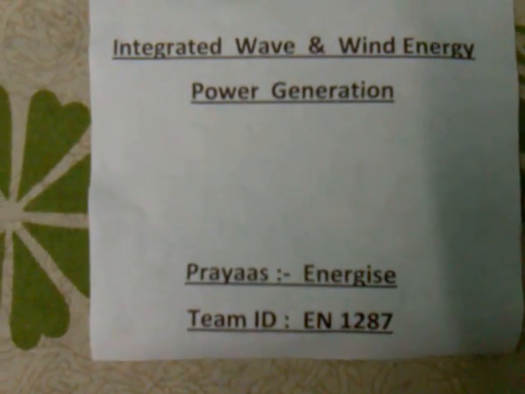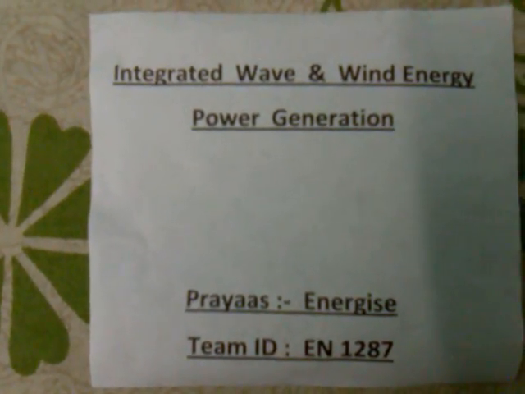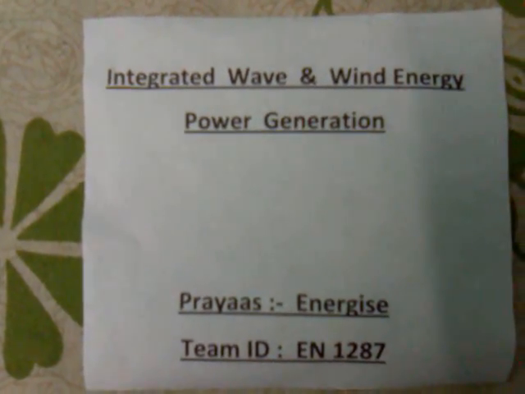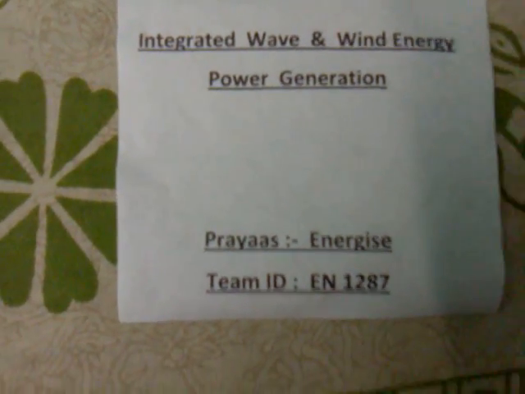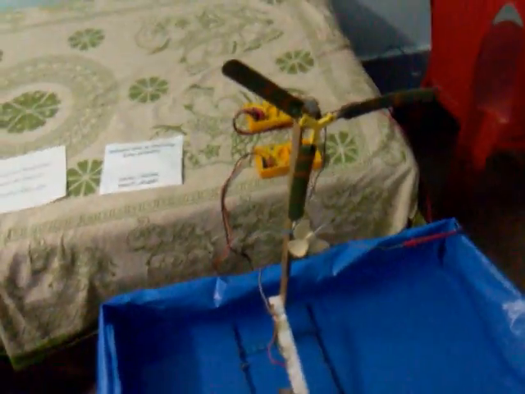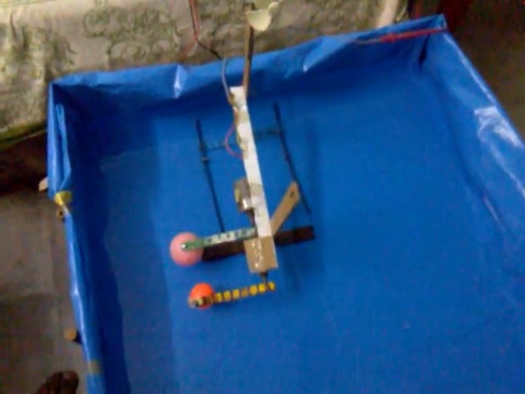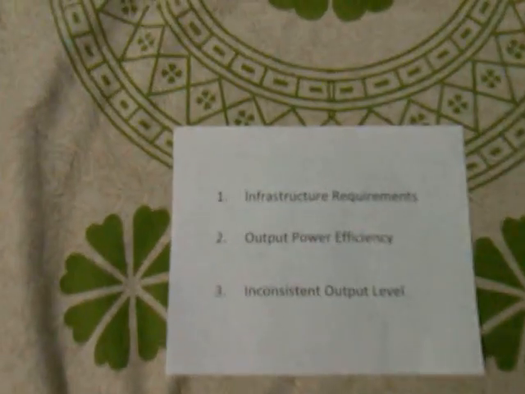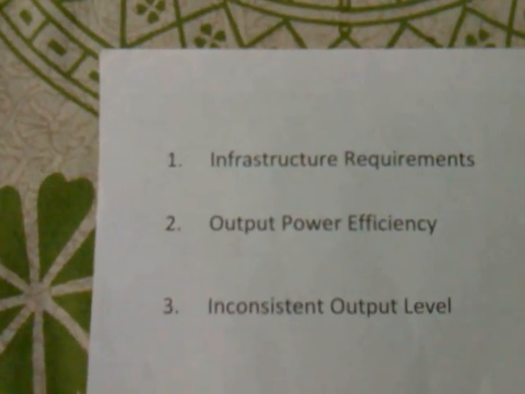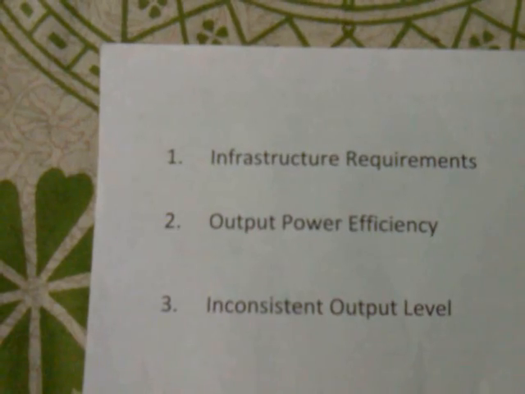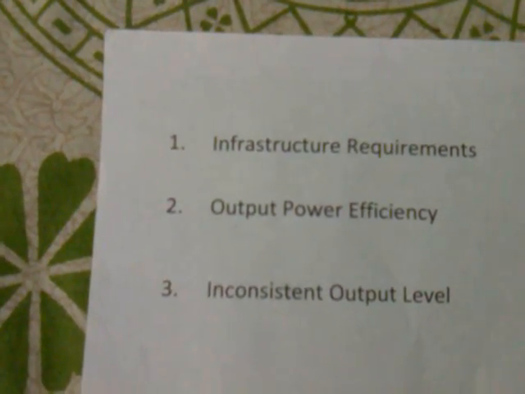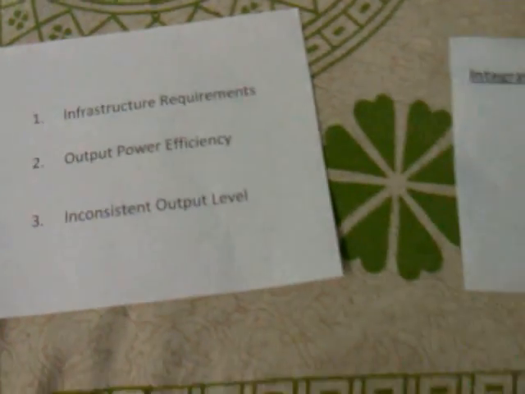EN1287. The concept of my project is integrated wave and wind energy power generation. As we know, wind and wave are freely available energy sources and are yet to be harnessed for the production of electricity. But the three main hindrances to this type of power system are the infrastructure requirements, the output power efficiency, and the availability of wind and wave. So I have come up with a design trying to solve the above problems.